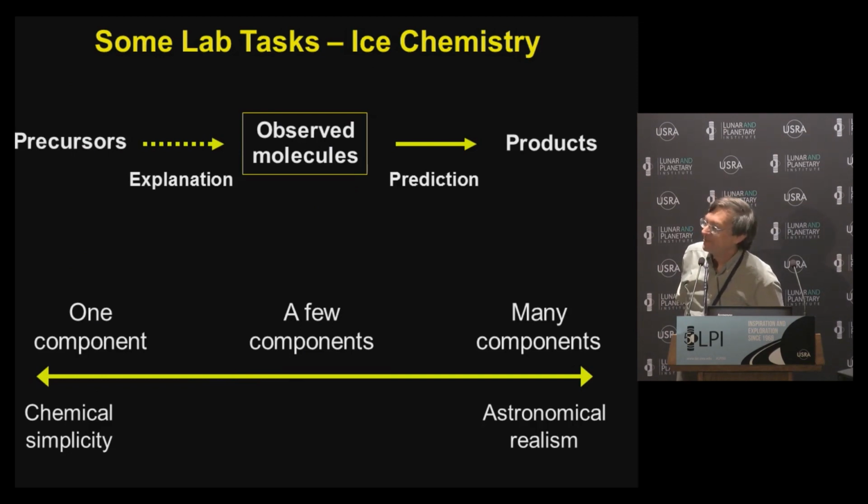The pattern is this. This is what we do. If you're not familiar with our work, we start with the observed molecules, and we try to go backwards and try to go forwards. Somebody asked one time about the realism of the samples; I've forgotten who that was. It's always a balance between starting out with something fairly simple or something complicated. You have to sacrifice sometimes realism for simplicity.